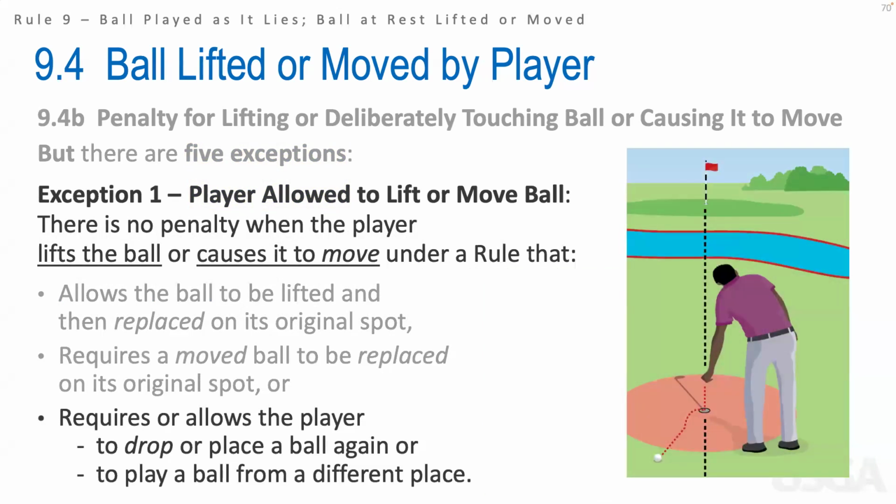Or if the rule requires a player to drop or place a ball again, or to play the ball from a different place. So say you have incorrectly dropped, you're required to redrop, so you can lift and move the ball. These are kind of like common sense things, but the rules do want to call it out, so that's where the exceptions come from.